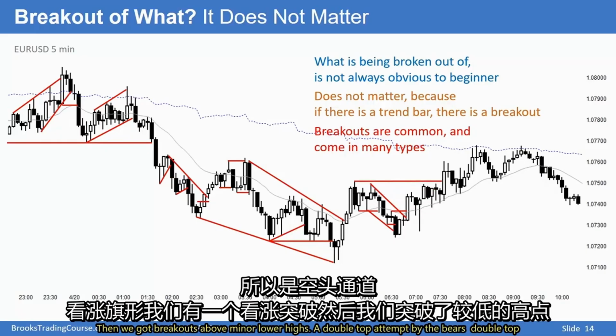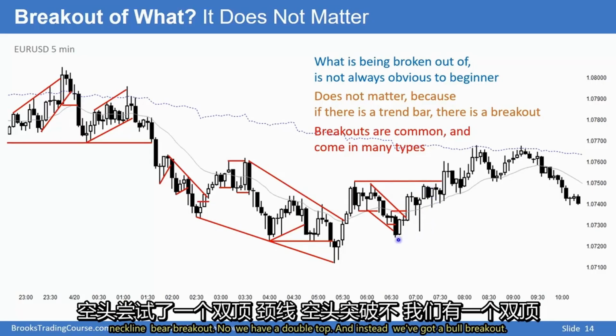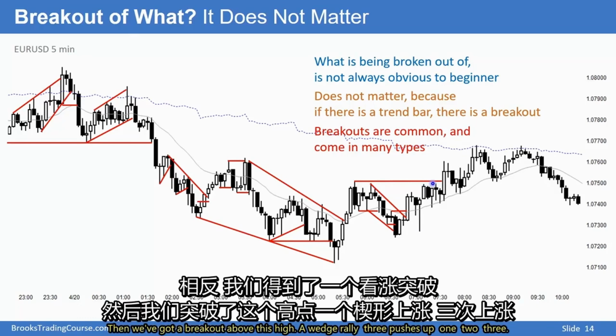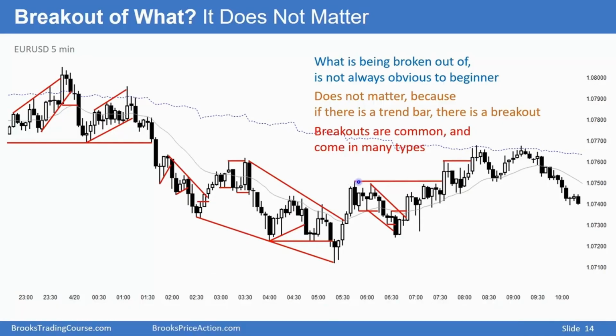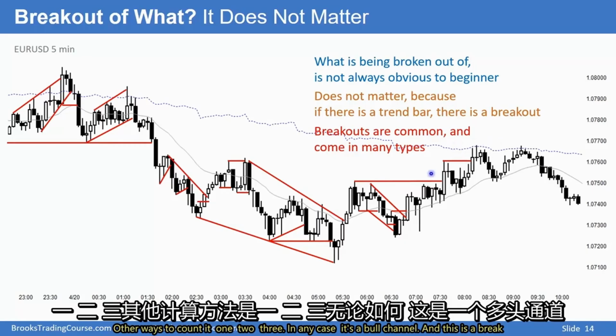Then we got breakouts above minor lower highs. A double top attempt by the bears, double top, neckline, bear breakout? No. We have a double top, and instead we got a bull breakout. And then we got a breakout above this high. A wedge rally, 3 pushes up, 1, 2, 3. Other ways to count it, 1, 2, 3.